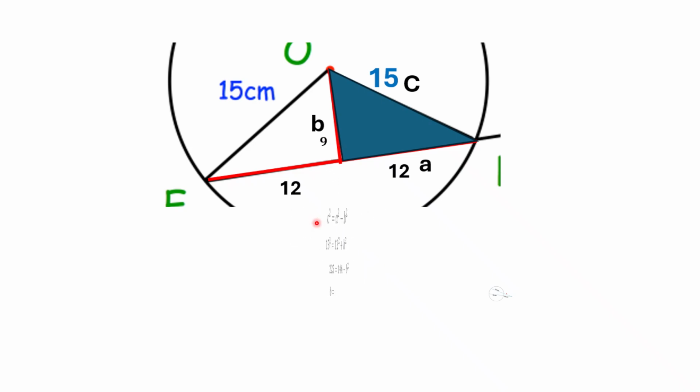Let's find the area. So the area is half times base times height. So it's half times, the base is 24 and the height is 9. So it's half times 24 times 9. Plug that in your calculator. It gives you 108 and it's centimeters squared because it's area.